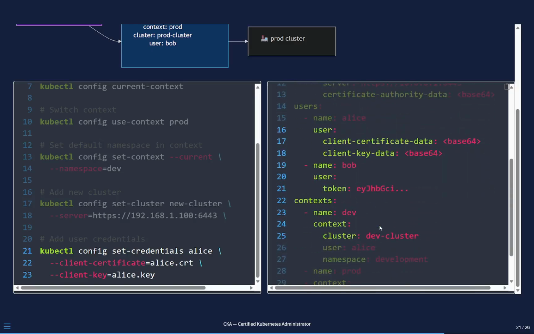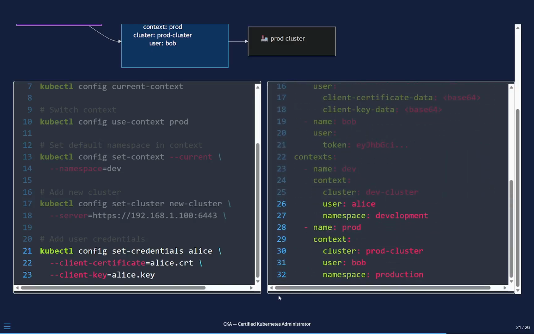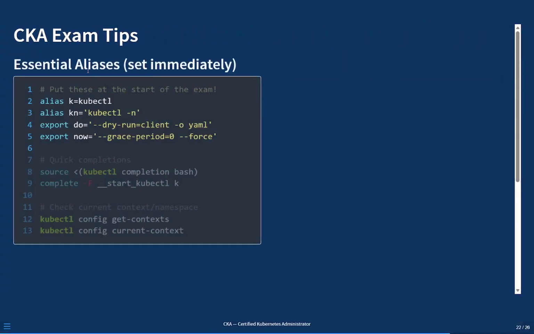Let's talk strategy. Two hours is not much time. Speed and fluency with kubectl is everything. Click. First thing you do when the exam starts, set these aliases. alias k=kubectl.